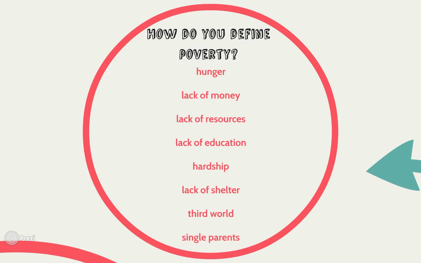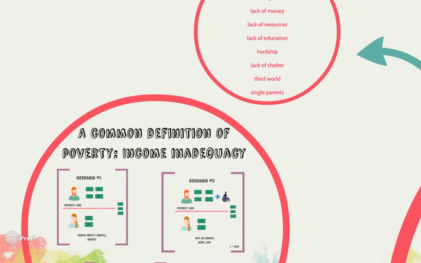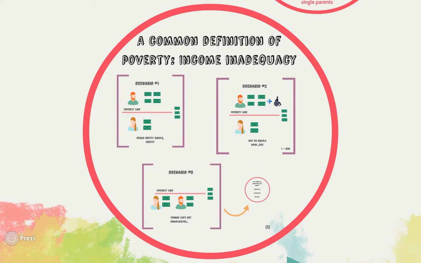When asked what words come to mind when considering poverty, these are some of the things that W&L students thought about. Hunger, lack of money, lack of resources, lack of education, hardship, lack of shelter, third world, and single parents. Today, most people tend to look at poverty from an income perspective. Let's look at a scenario to make this more clear.